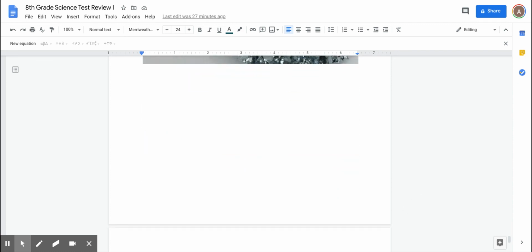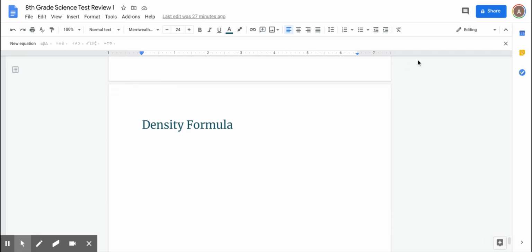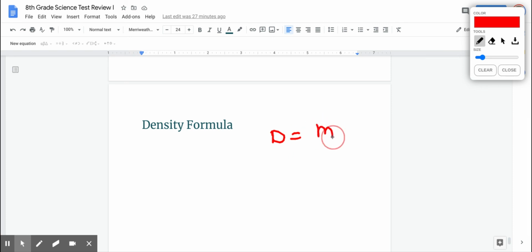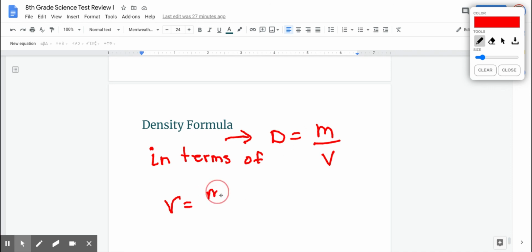Now, just to go over, here's the density formula. Let me write that down. Density equals mass divided by volume. We need to know how to put this in terms of something. We had it on a quiz, but I didn't count it as a question yet until we get used to it. If I want this in terms of volume, that means you want the volume by itself. And remember, you can either multiply up or divide down. In this case, you would have to divide down. So mass divided by density will give us volume.